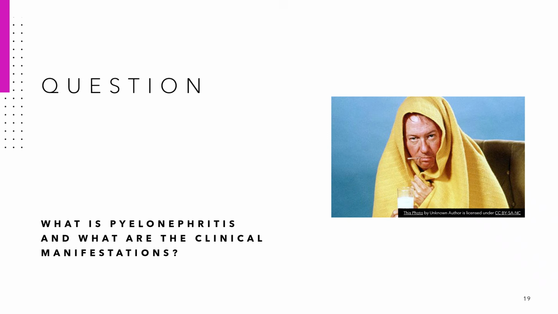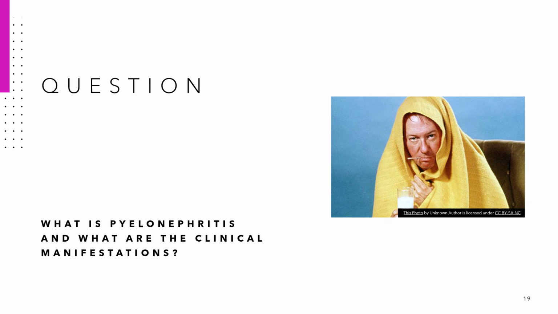So, what is pyelonephritis and what are the clinical manifestations? Well, pyelonephritis is an inflammation of the renal parenchyma and collecting system, including the renal pelvis. The most common cause is bacterial infection. And like we talked about in class, it could be from a UTI that wasn't treated.